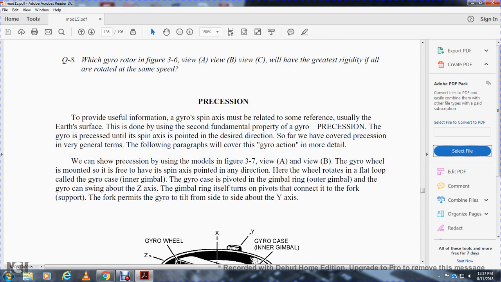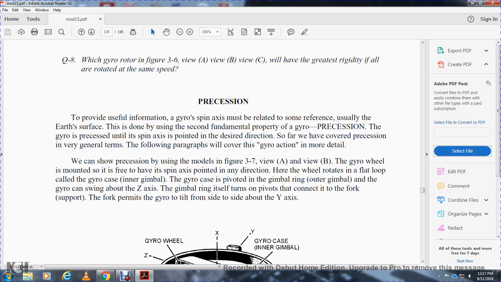Now, precision. To provide useful information, the gyro spin axis must be related to a reference, usually the earth's surface. This is done by the second fundamental property of the gyro, precision, with the gyro's spin axis pointing in the desired direction. So far we have covered precision in very general terms; the following paragraphs discuss gyro action in more detail.